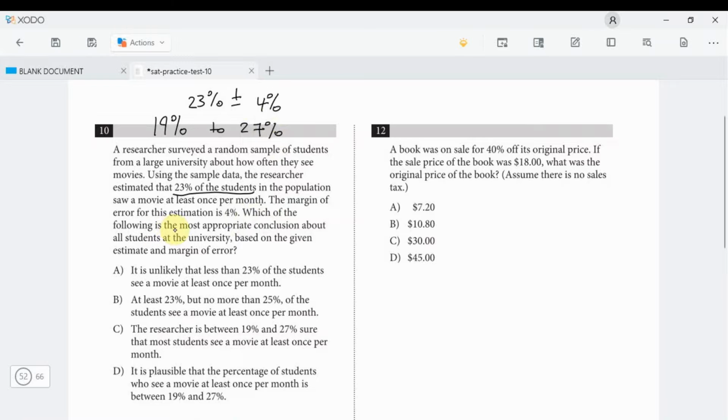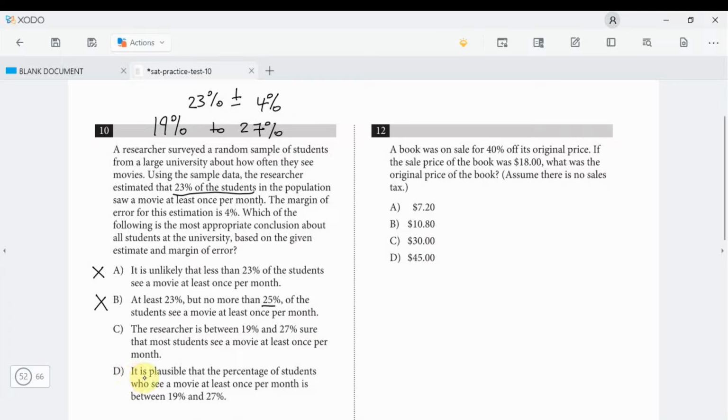So now it says, which of the following is the most appropriate conclusion about all students at the university based on the estimate and the margin of error? So it is unlikely. First thing that is out, we cannot make a conclusion about unlikely. At least 23%, but no more than 25. If the margin of error is 4, it can't be maxed out at 25, so this is out. The researcher is between 19% and 27% sure that most students see a movie at least once.